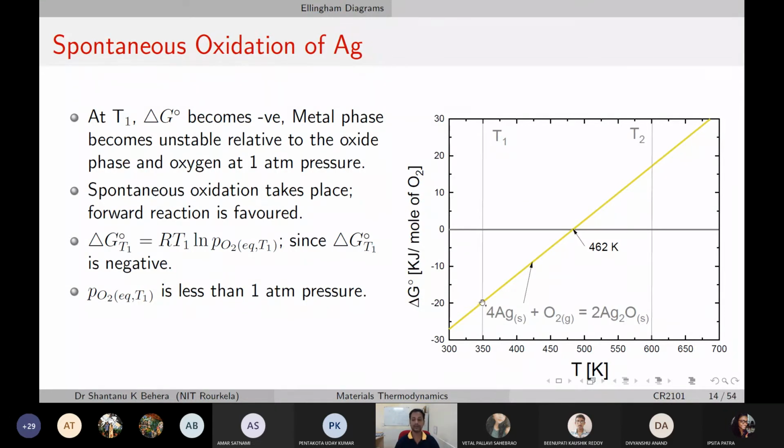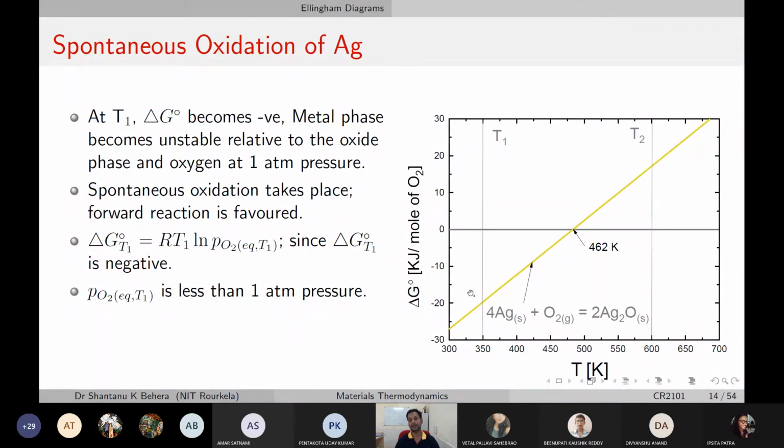What is going to happen to the equilibrium partial pressure of oxygen at T1? Because you know that this already is a much more negative del G. That would mean that the equilibrium partial pressure of oxygen for the oxidation of silver at T1 is going to be much less than what it was at 462. That means at 462, the equilibrium partial pressure of oxygen is 1 atmosphere. So the same quantity at T1 is going to be much less than 1 atmosphere.